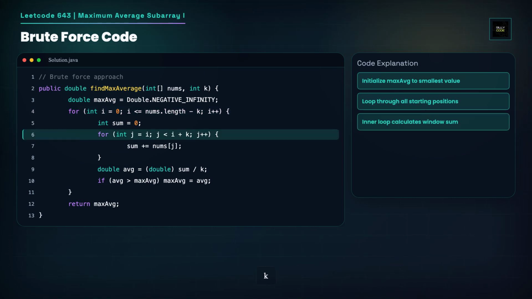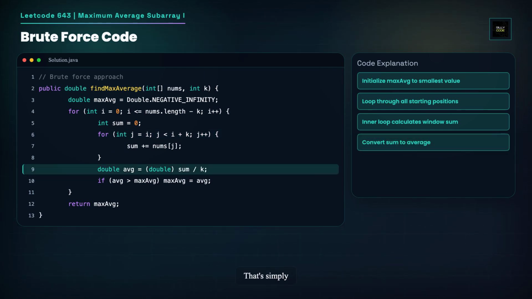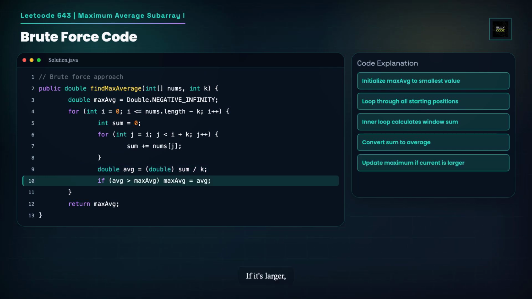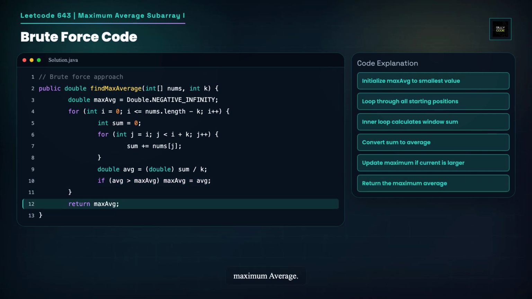For every starting position, we calculate the sum of the next k elements. Once we have the sum, we calculate the average. That's simply sum divided by k. Now we compare this average with our current maximum. If it's larger, we update our answer. After checking every possible window, we simply return maximum average. The algorithm is easy to understand.